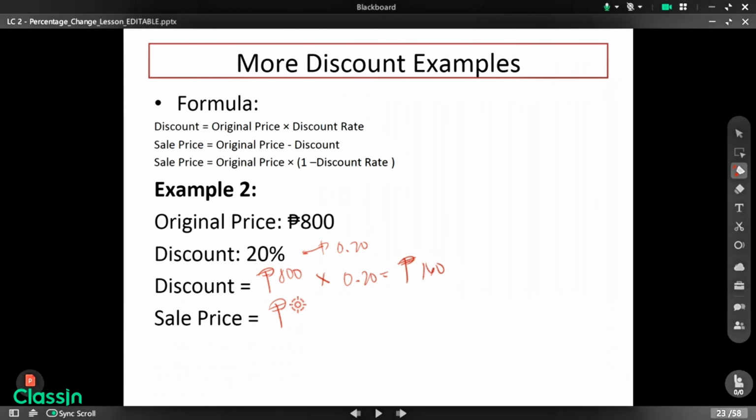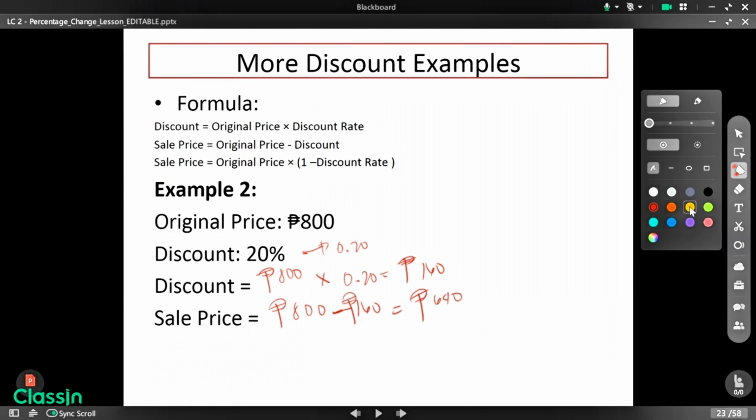So what about the sale price? We need to get the difference of the original price and the discount. So what is the answer? 800 minus 160 equals 640.